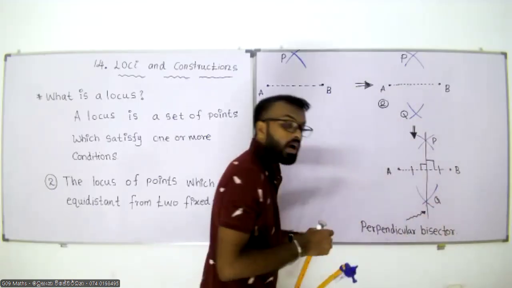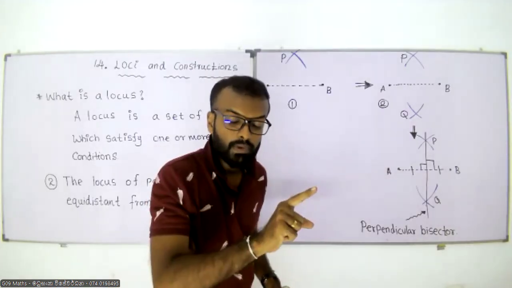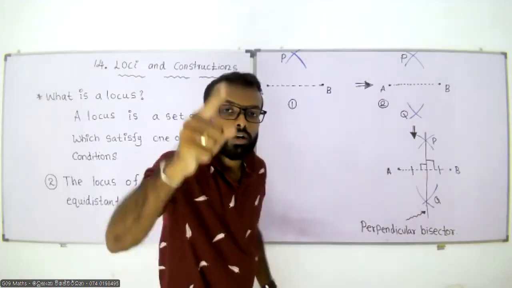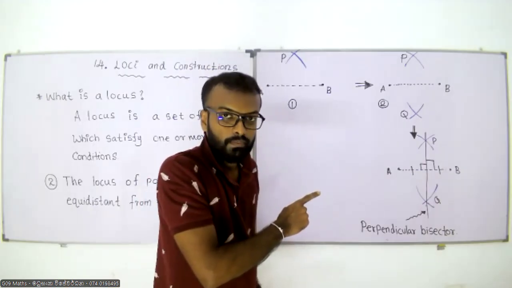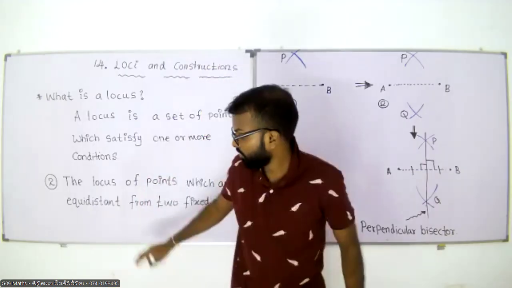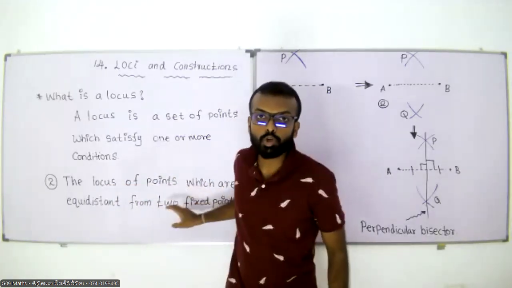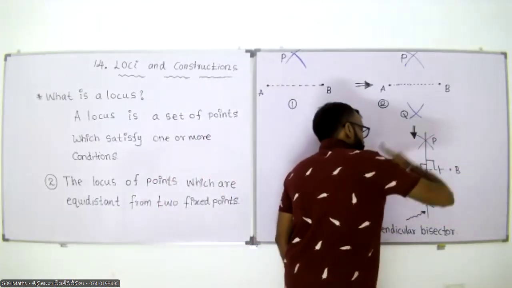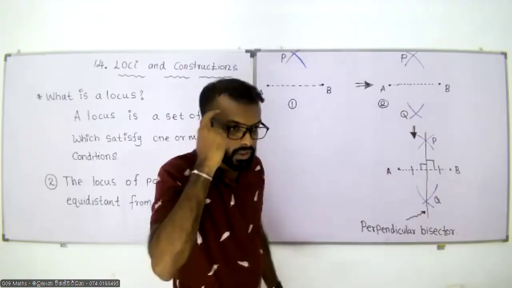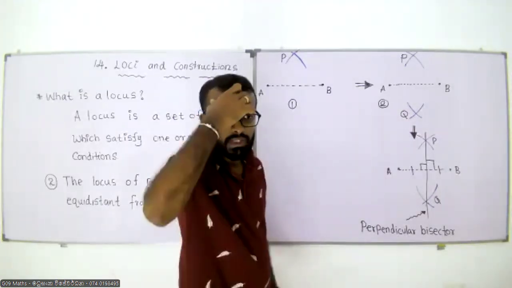Now, if someone asks you in the exam, draw the perpendicular bisector, or this one, the locus of points which are equidistant from two fixed points, you need to draw this figure. Keep that in your mind.